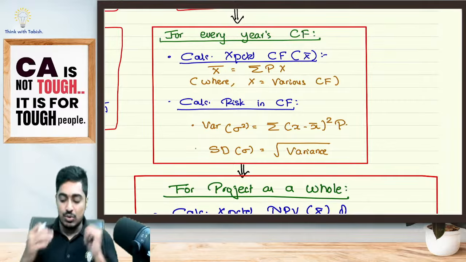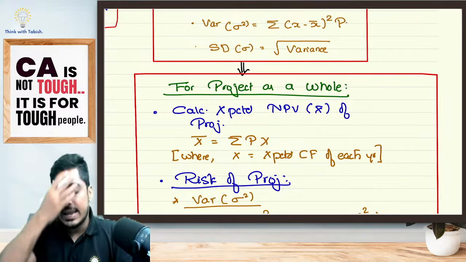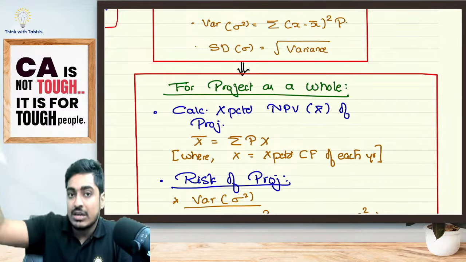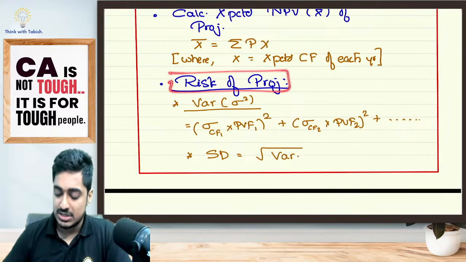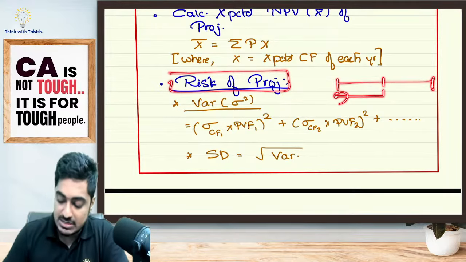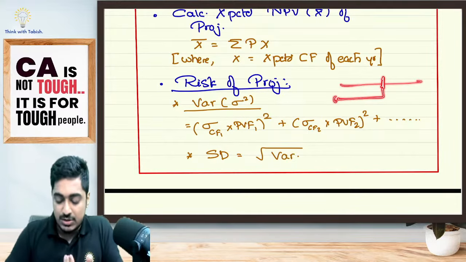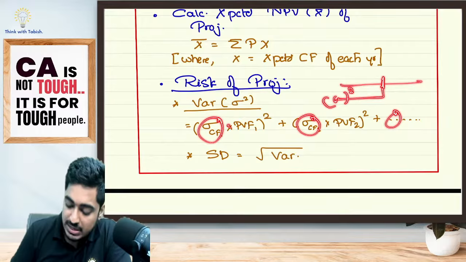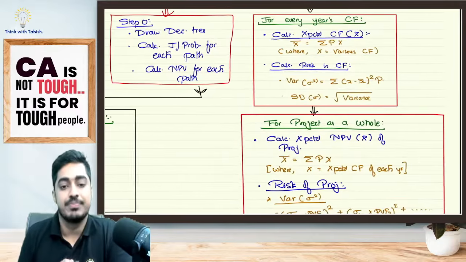Now come to the project as a whole. For the project as a whole, calculate the expected NPV of the project. How do I calculate the expected NPV of the project? Again, x bar is summation P into x. Every year's cash flow I got, I estimated the expected cash flow, and based on that we calculate. Now I'll have to calculate the risk in the project. Every year's cash flow risk I got, bring it to present value terms, but I'm calculating variance, so do it square. Simple. I'm having the standard deviation of cash flow, bring it to present value, I'm calculating variance, do its square. Sigma cash flow I have for every year's cash flow, bring it to present value, I want variance, do the square of it. Simple. Is this clear, everyone? This is the step to be followed.